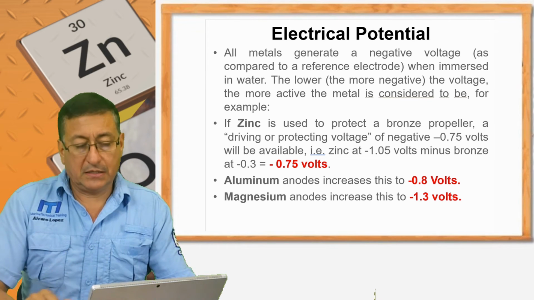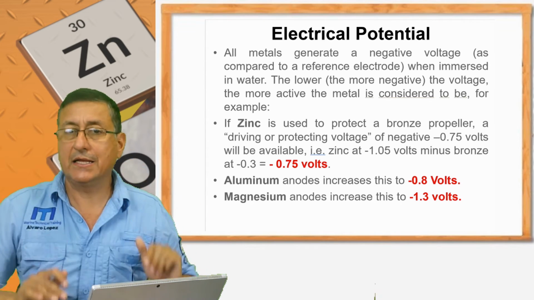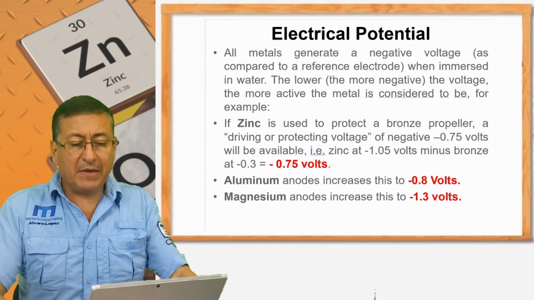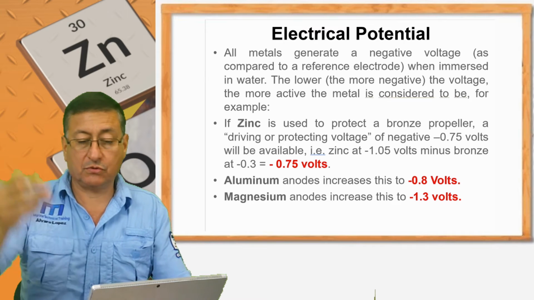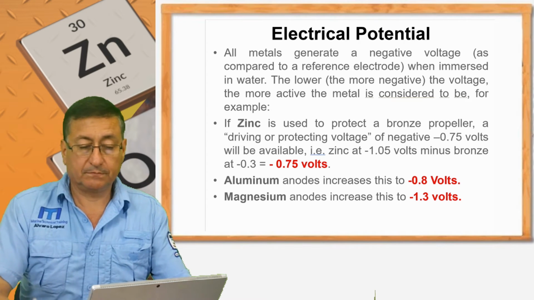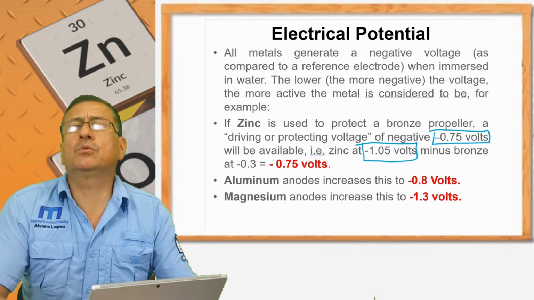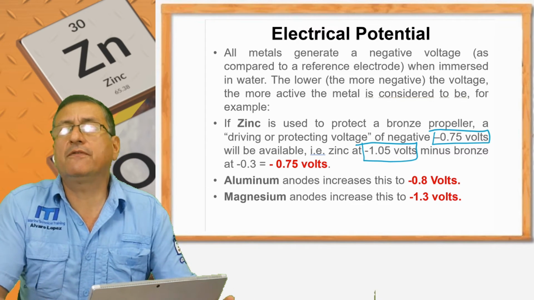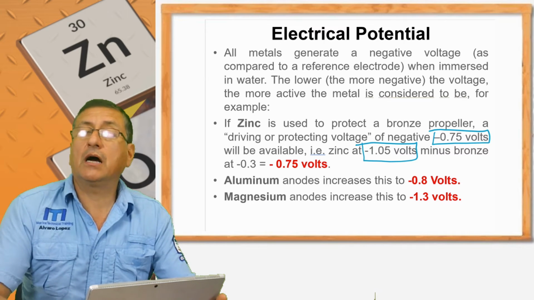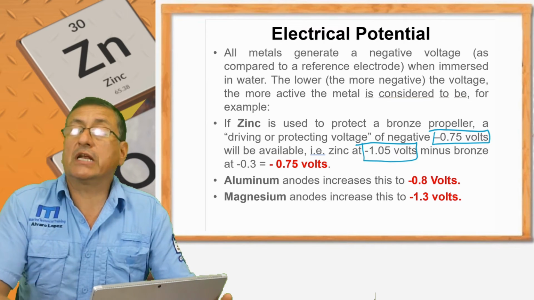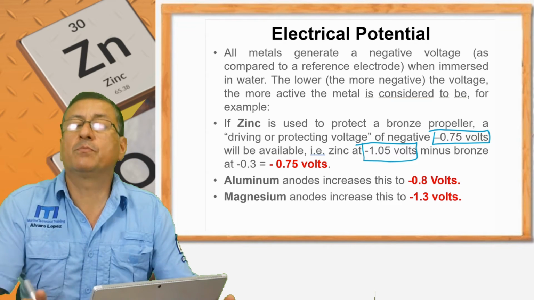Electrical potential. This is the topic that we talked about before. It is the difference in energy and why that difference is critical. All metals generate a negative voltage in comparison to the reference electrode when the metal is immersed in water. In this example, I have a bronze propeller, and we are going to try to protect the propeller with three different sacrificial anodes: zinc, aluminum, and magnesium. We are going to check which sacrificial anode produces the highest potential difference.